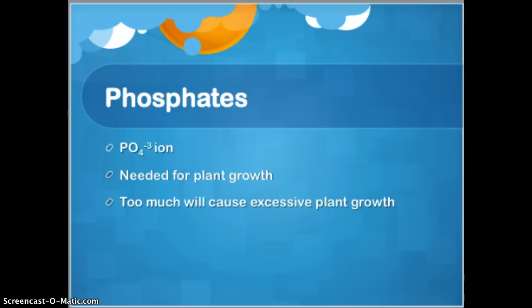The next test is phosphates. The PO4 with a -3 charge is what we're actually measuring here. It's a polyatomic ion. Phosphates are needed for plant growth. You might remember from that DNA molecule's got some phosphorus in it. If you have too much phosphorus, that's going to cause excessive plant growth. And as we just mentioned, excessive plant growth increases the BOD. Increasing the BOD drops the dissolved oxygen. You can see how these factors are all tying together here.